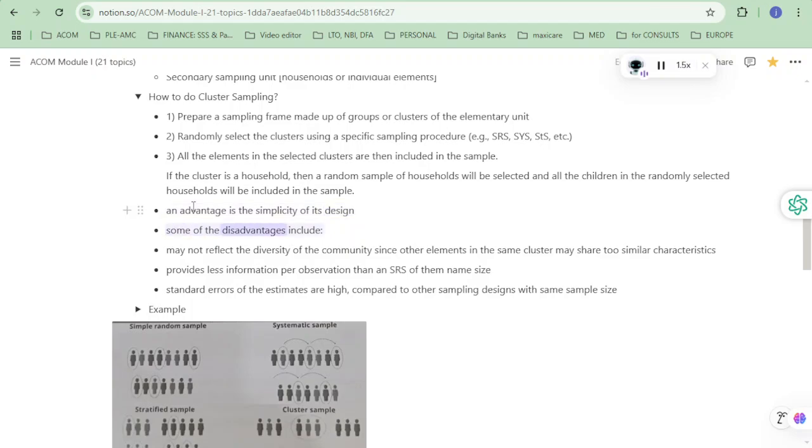Some of the disadvantages include: may not reflect the diversity of the community since other elements in the same cluster may share similar characteristics. Provides less information per observation than an SRS of the same size. Standard errors of the estimates are high compared to other sampling designs with the same sample size.